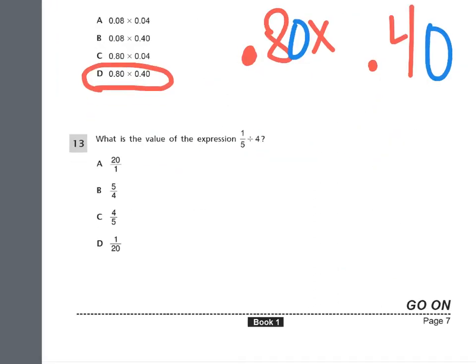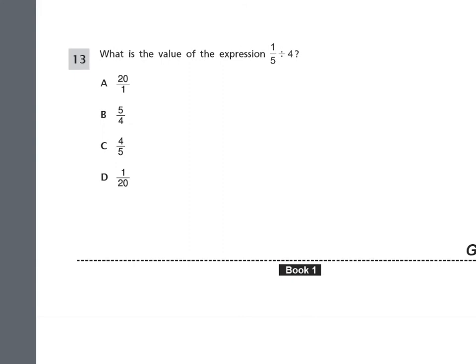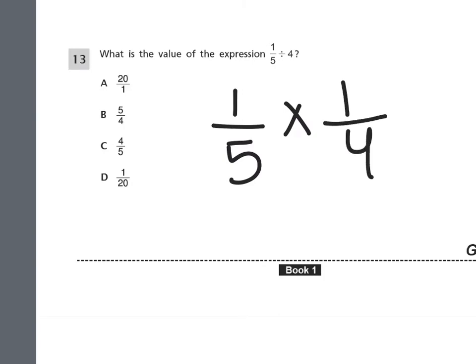For number 13, it says, what is the value of the expression 1/5 divided by 4? Because you start with a fraction, you end with a fraction. Remember, if you want to change that division to multiplication, you can. You just have to make sure to flip it, and it'll be 1/20th, because 1 times 1 is 1, and 5 times 4 is 20. So it'll be the letter D.